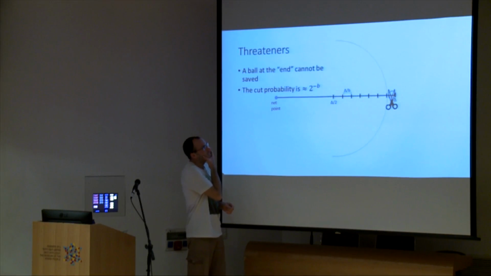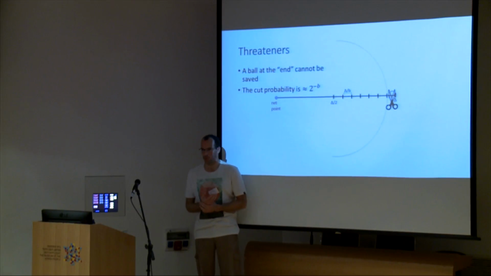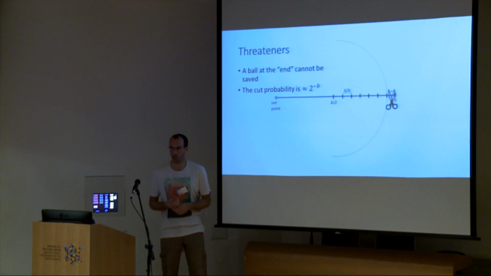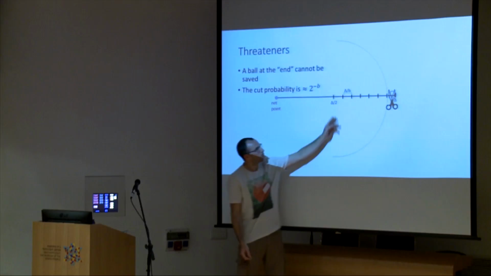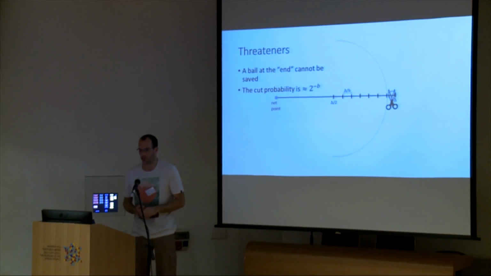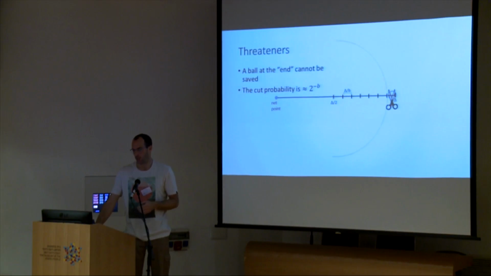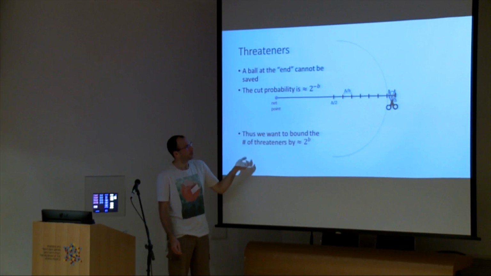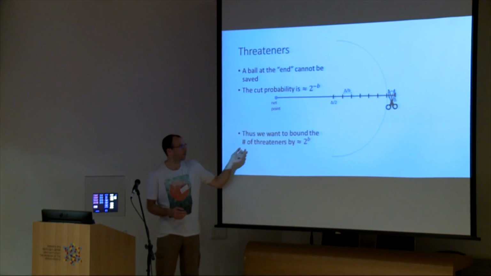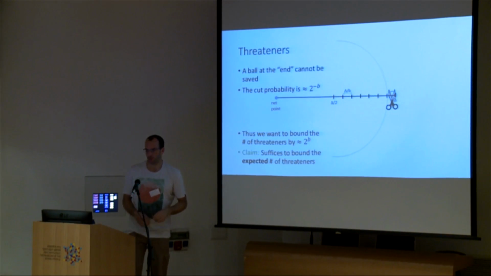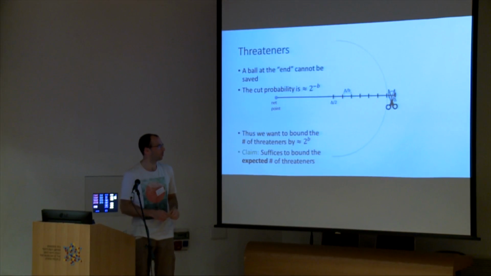And the only concern when you choose the parameter of the exponential distribution, and which immediately gives you the padding parameter you're going to get at the end, is what's the probability you can afford that you reach the tail of this exponential distribution. So clearly it's something like 2 to the minus b. And you need to choose b so that the number of net points which threaten any given ball is at most 2 to the b. And it turns out that it suffices to bound the expected number of threateners by 2 to the b.